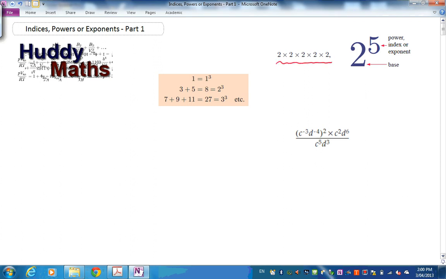When you get a whole lot of 2's multiplied together, there are 5 here, you can abbreviate that to 2 raised to the power of 5. This is called the power, the index or the exponent. And the number that you're raising to that power is the base. This is not a bad shorthand notation for situations where you've got lots of the same number multiplied together.